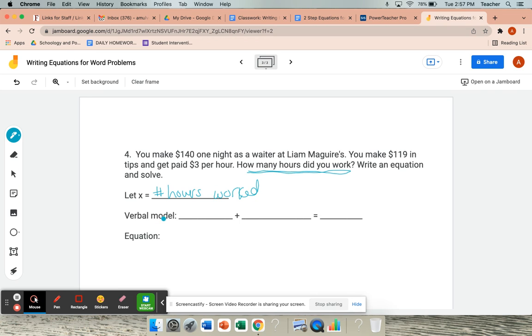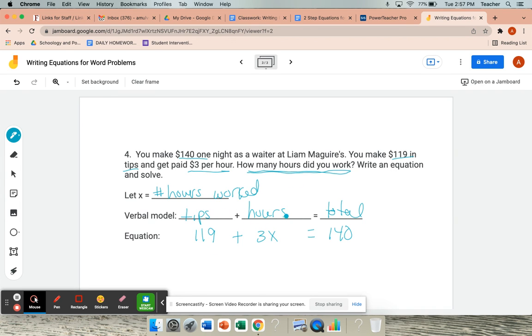What do you make to make your money? You make tips plus your hourly wage equals the total that you make. Well, I make 140, so that's my total. I can put that over there right away if I want. Tips is $119, so underneath tips I put 119. $3 per hour would be 3X, and then I can solve that equation.